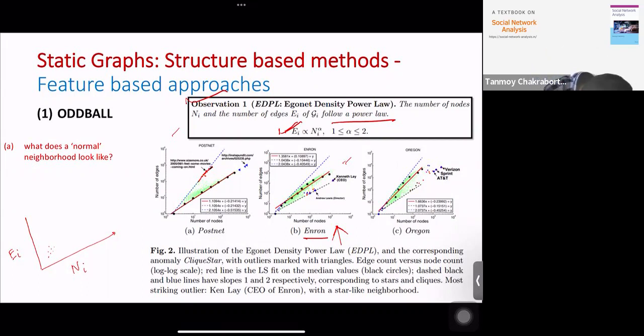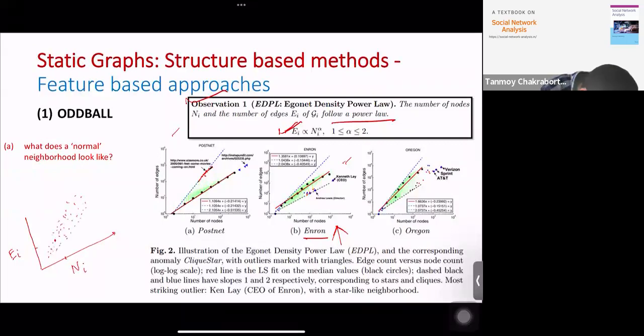Then you plot a dot. So this one dot corresponds to an egonet. For example, this is the dot. The x-axis would be the corresponding Ni, and the y-axis will be the corresponding Ei. Similarly, you plot all the dots. So this is basically a scatter plot.